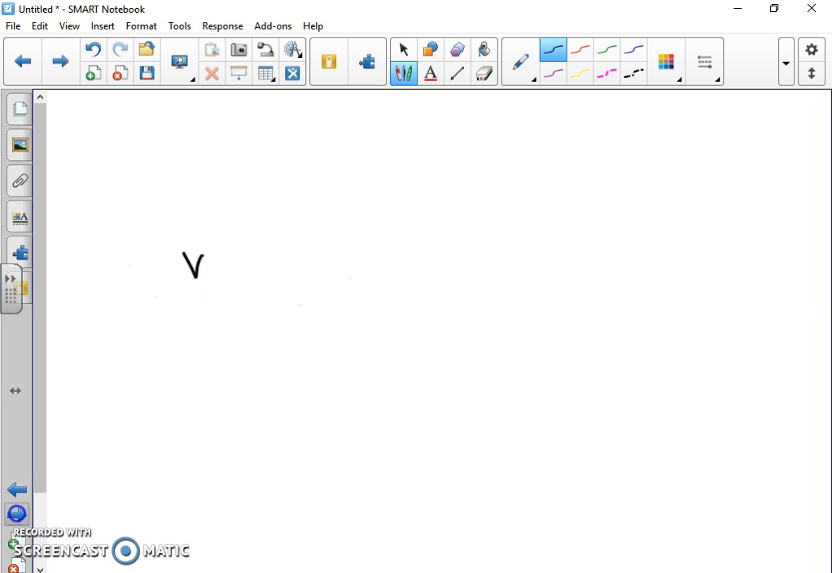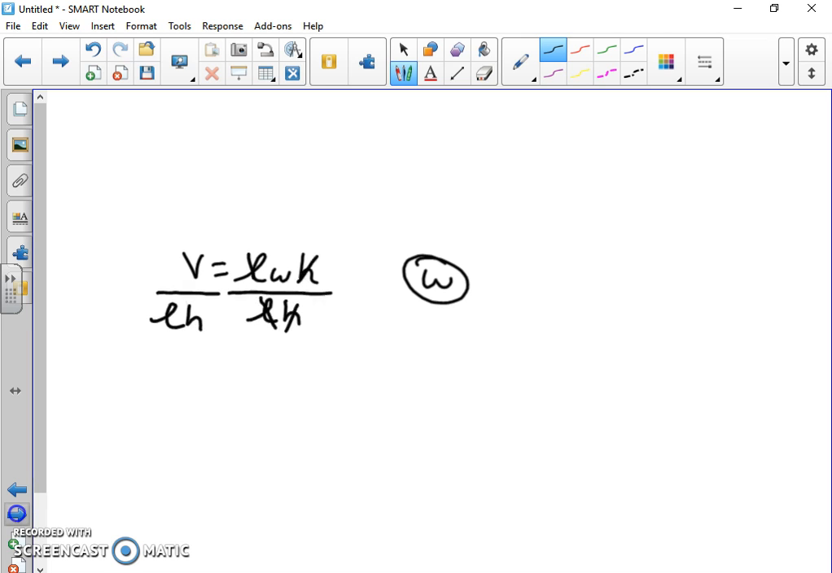Another example, v equals length times width times height, and we want w by itself. So this is multiplication all the way through. So let's divide by what we don't want. We don't want L and we don't want H. Whatever you do to one side, you do to the other. This cancels, W is by itself, and we have volume over LH.